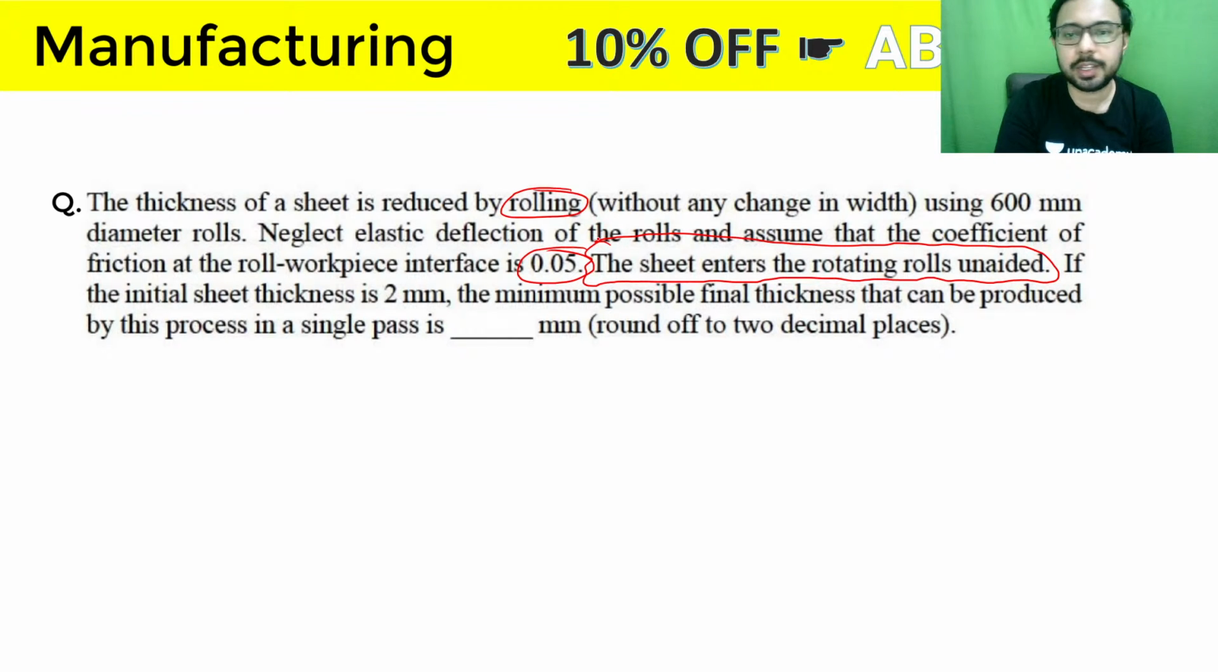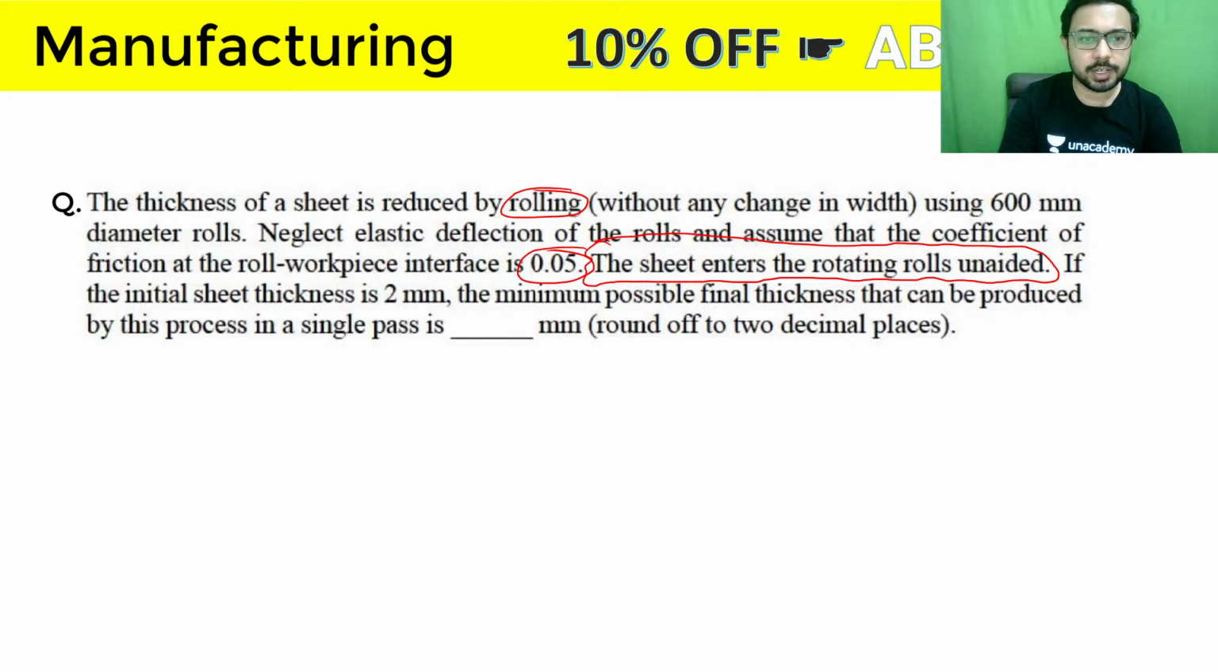This line basically represents that the friction between the workpiece and your rollers is pulling the workpiece between the rollers. So there is no external aid provided to make the workpiece enter the gap of the rollers. The gap of the rollers is just there, and the workpiece is passing unaided by any other external agency. It is aided by the friction which is generated between the rollers and the workpiece.